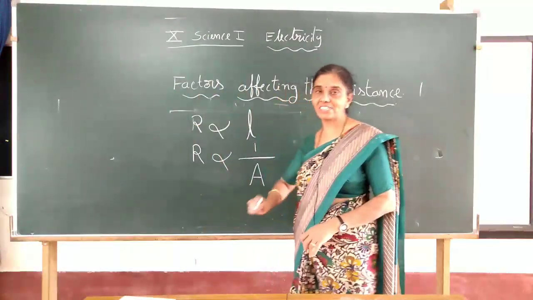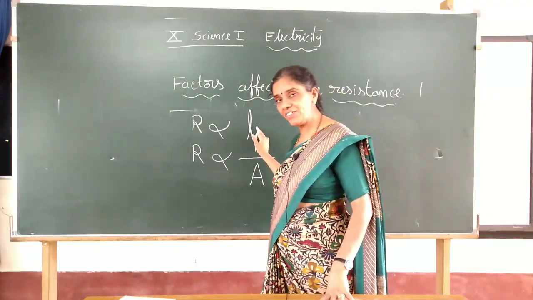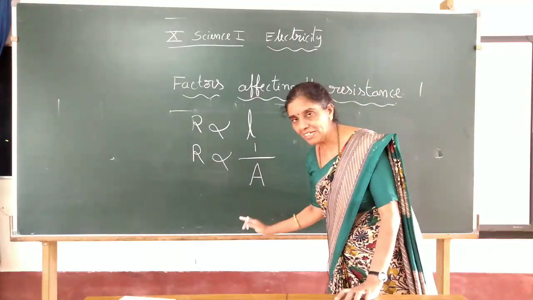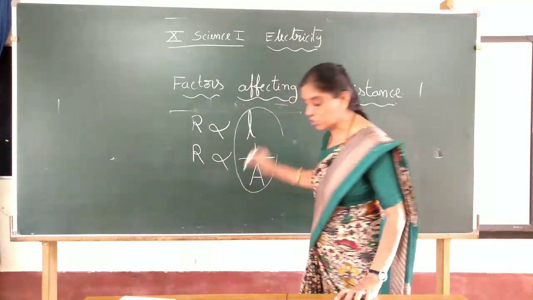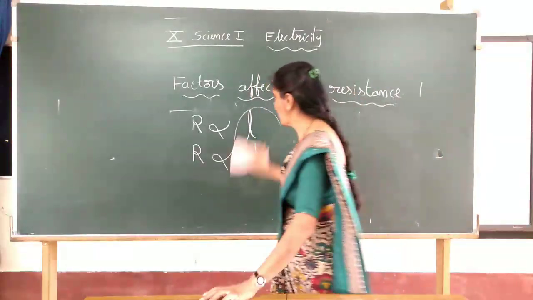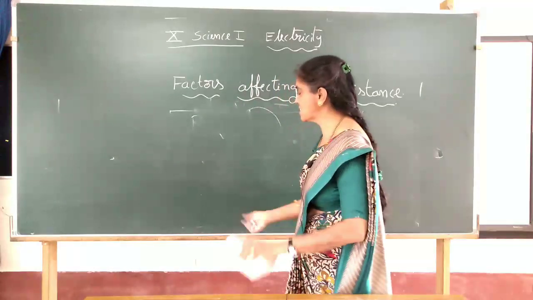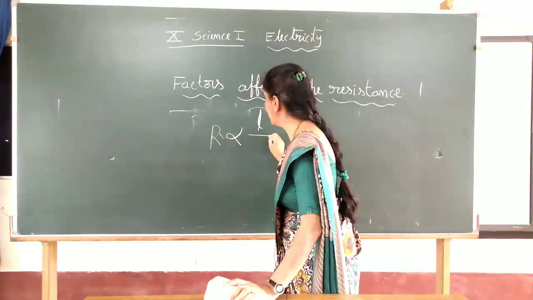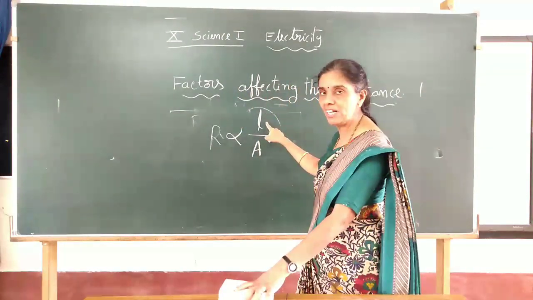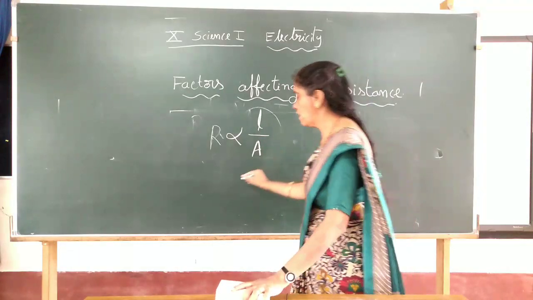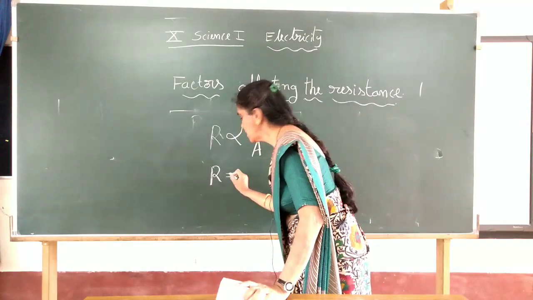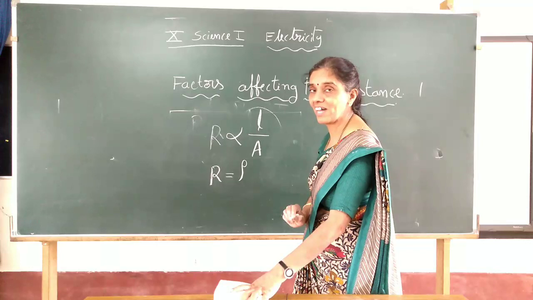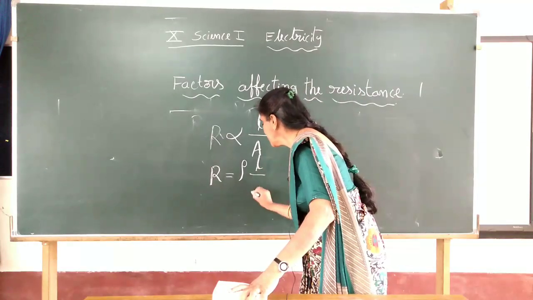So the resistance of the conductor depends directly on the length and inversely on the area of cross section or thickness of the material. Now if you club these two together in one expression, what do we get? The resistance R is proportional to L by A. Length is directly proportional, area inversely proportional, or if you want to write the equal sign, using a proportionality constant rho, we will use this sign. It is called rho, and it is L by A.